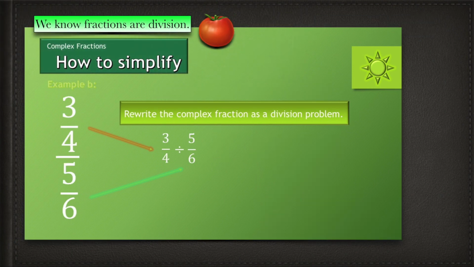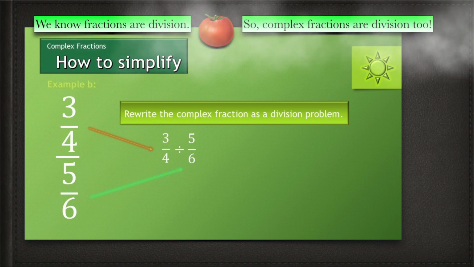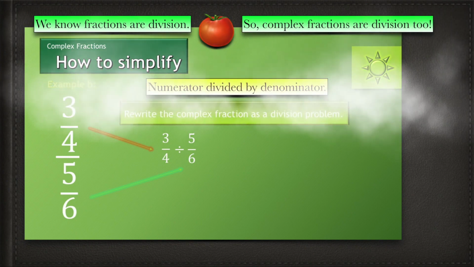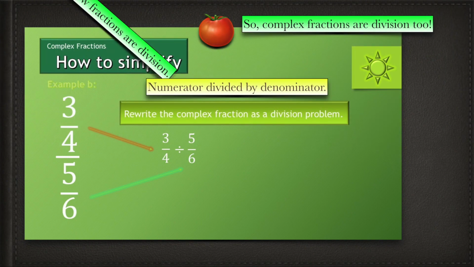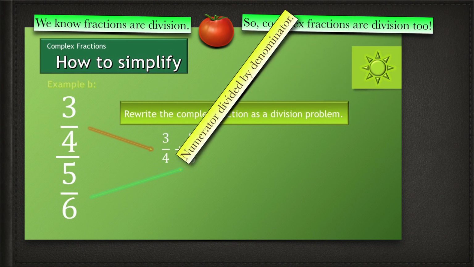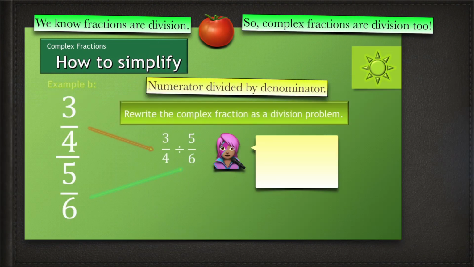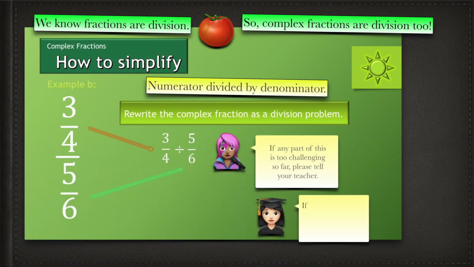Again, we know that fractions are division problems. All fractions are division problems. Complex fractions are also division. And every single time, just numerator divided by denominator. If at any point this is too challenging so far, please tell your teacher. If not, go ahead and solve in your notebook and continue working. Remember to pause the video as needed.